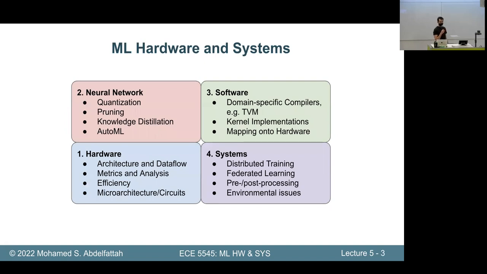So this is the overview of our course. So far, we started with this first module and we talked about hardware. There we talked about how to design a hardware accelerator for neural networks, how to evaluate different accelerators and compare them to each other, a few efficiency techniques like sparsity and low precision, and how that affects the power consumption and the area utilization of a machine learning accelerator. And then we went into microarchitecture, where we looked at the design of a processing element and what that looks like.